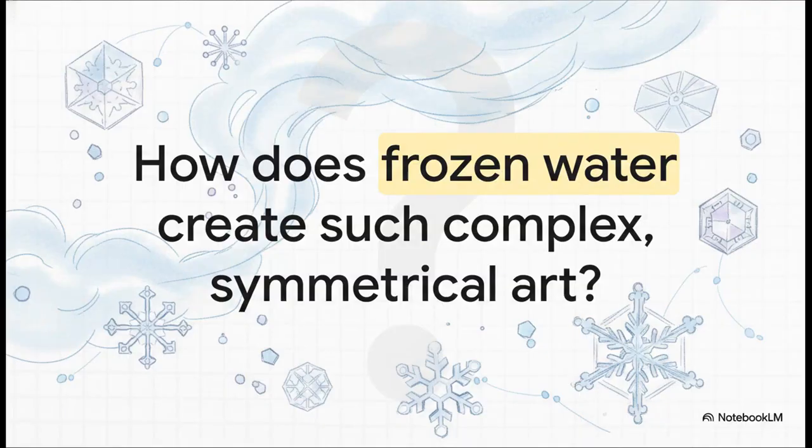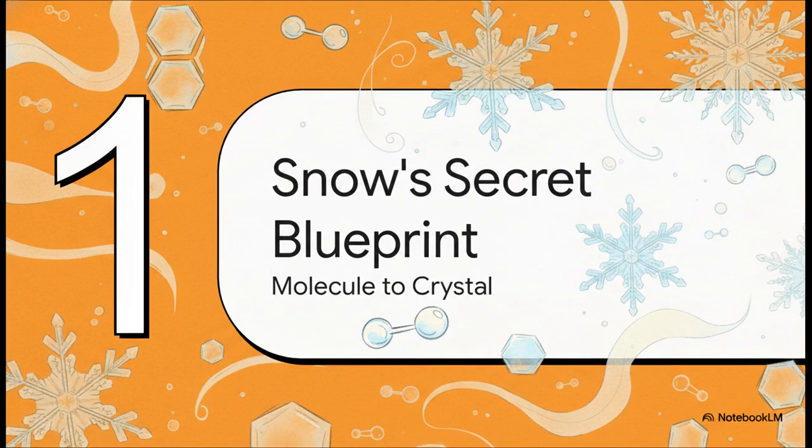So that's the real question, isn't it? How does something as basic as water vapor end up creating this kind of complex, beautiful art? Well, the secret actually lies deep inside the water molecule itself. To really get what's going on, we have to start at the very beginning. We're going to look at snow's secret blueprint, which all starts at the molecular level.